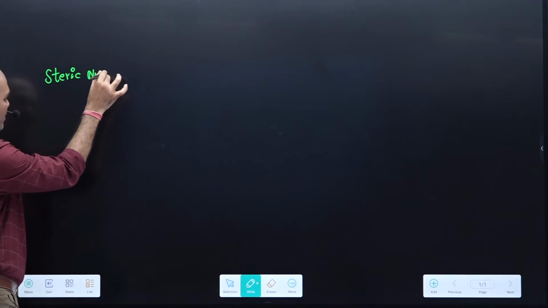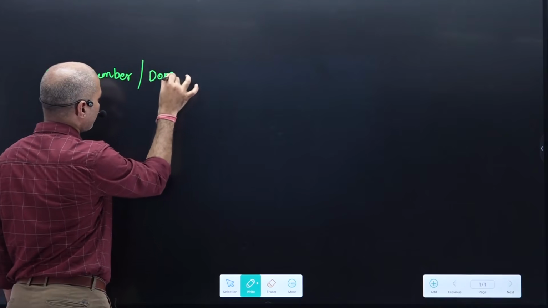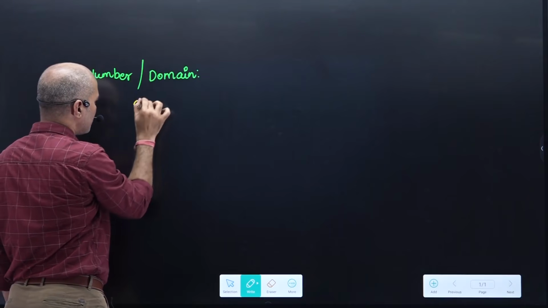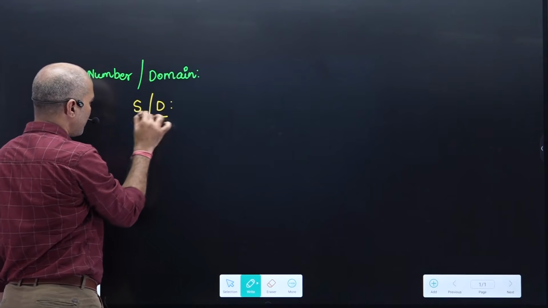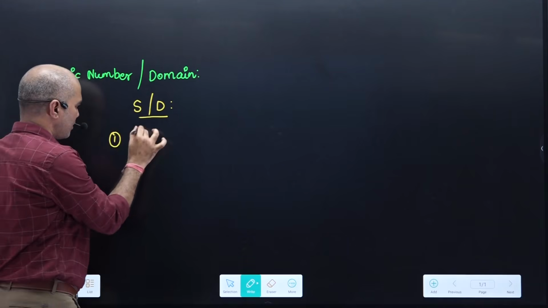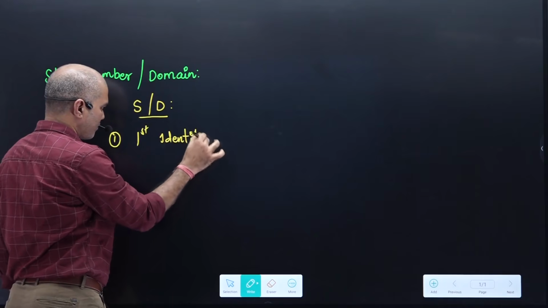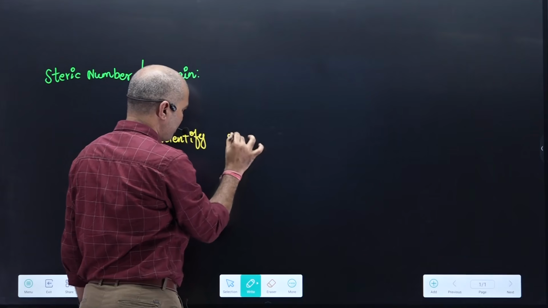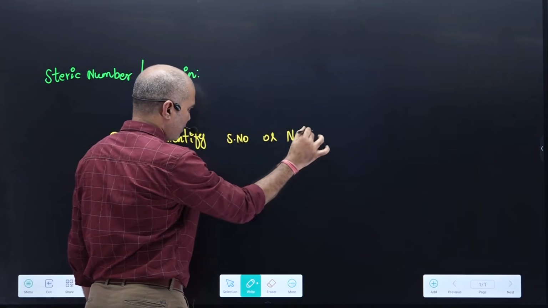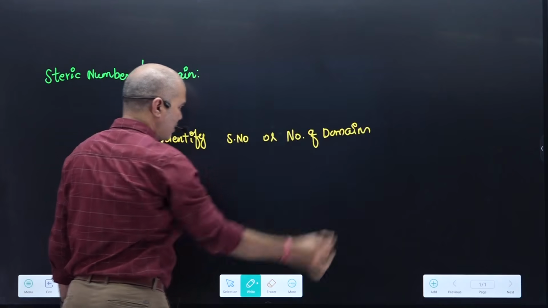Steric number, we also call it domain. Steric number is denoted by S. Domain, we generally indicate it by D. First, identify the steric number or number of domains. That is the first point.